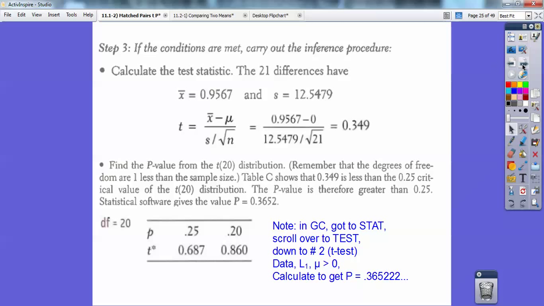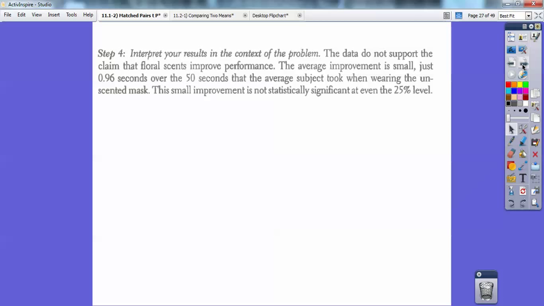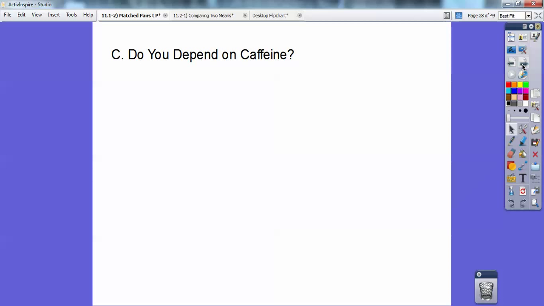Okay, so now we get to interpret the results. All right, so the data does not support the claim that the floral scent improves performance. The average improvement is small, 0.96 seconds over the 50 seconds that the average subject took when wearing the unscented mask. This is a small improvement, and it's not statistically significant even at the 25% level. It's at the 36% level. Okay, so we cannot reject our null hypothesis.